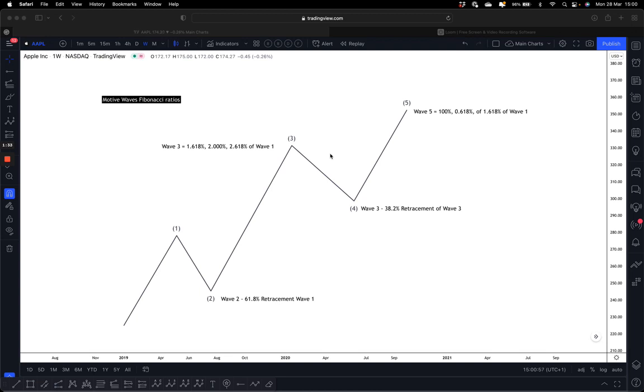For example, within wave 2, the most common ratio for wave 2 correcting is 61.8% of wave 1. That's the most common, but that's not complete gospel. If it's 61.9%, it doesn't necessarily mean we can't work with this anymore. The ratio is usually between around 38.2% going up to 78.6%. It can even go a bit more beyond that.